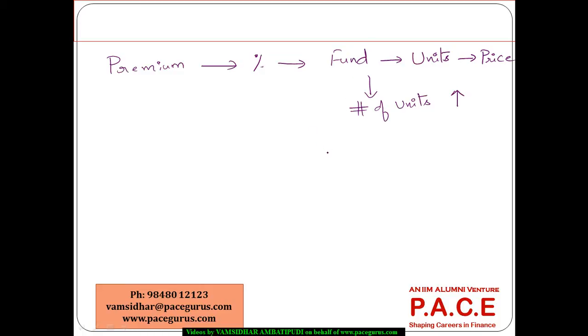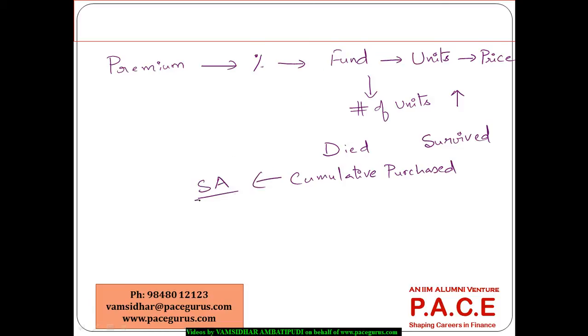Now what typically happens is, if the person has died, or in case of endowment assurance, if the person has survived a particular time period, the cumulative number of units purchased till date, and the amount till date for those cumulative units, is what comes out as the sum assured under the policy, whether for death or for survival.